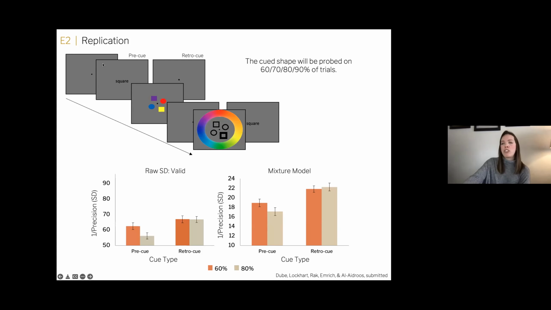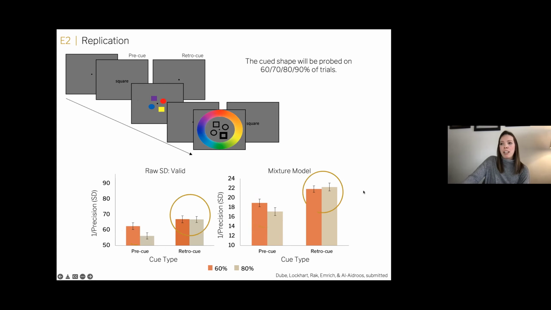So I'll just quickly mention that we did replicate this using a variable pre-Q and retro Q condition. And again, we manipulated the validity of that Q across blocks. And I'll point out that we replicated the effect using a pre-Q. So when the information was given to them prior to encoding, they were able to use that probability manipulation to benefit behavior. So they're doing better in this 80% condition relative to the 60% condition.